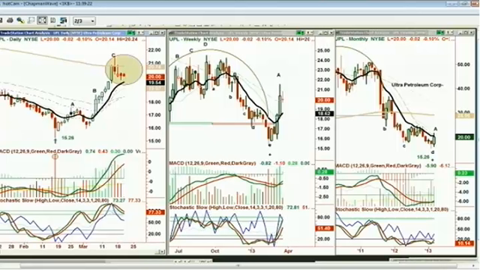I like it. I don't like it if it closes under $18.50 in the next week and a half to 2 weeks. But right now, I do like it. It's just a starter position.